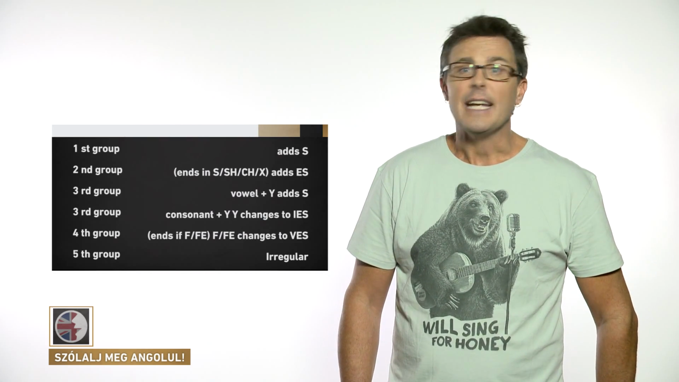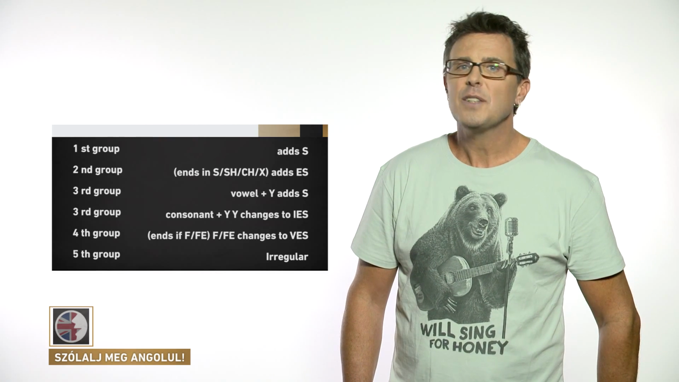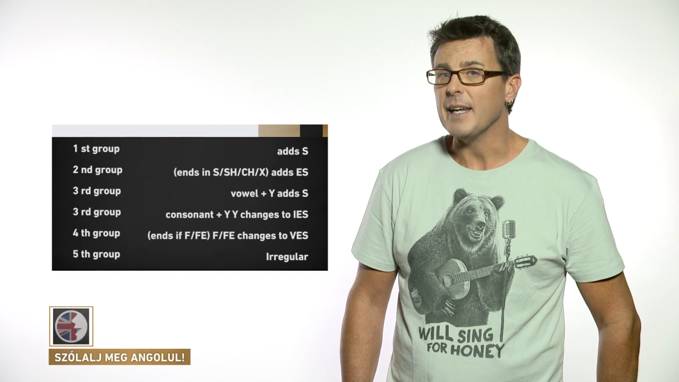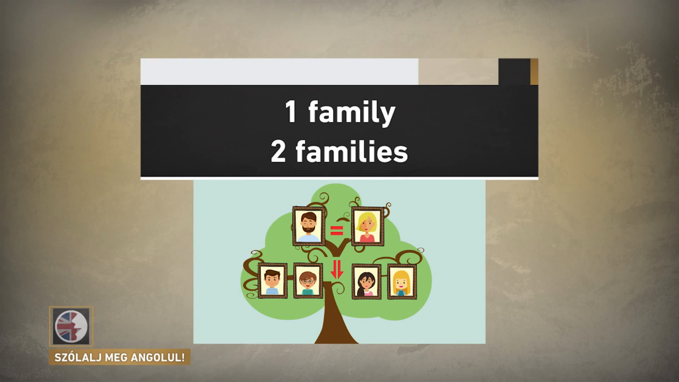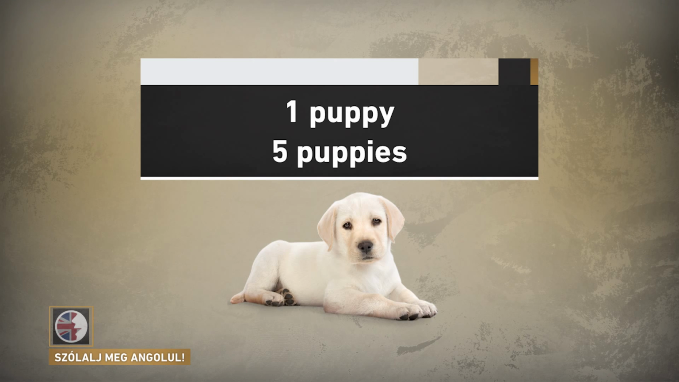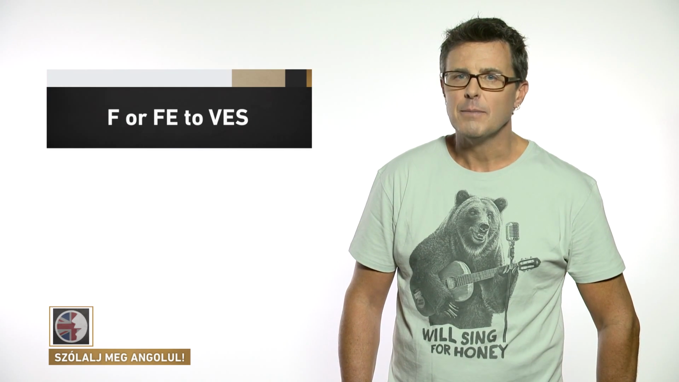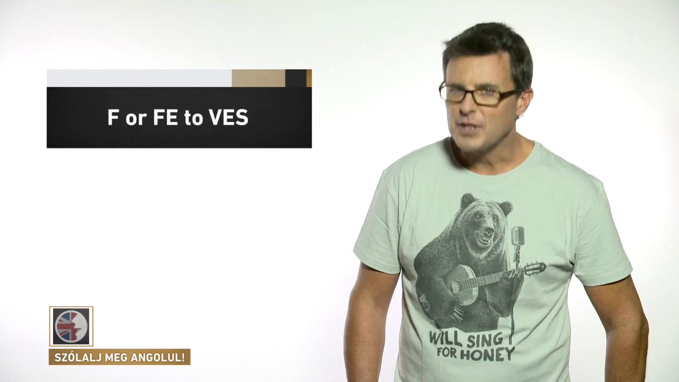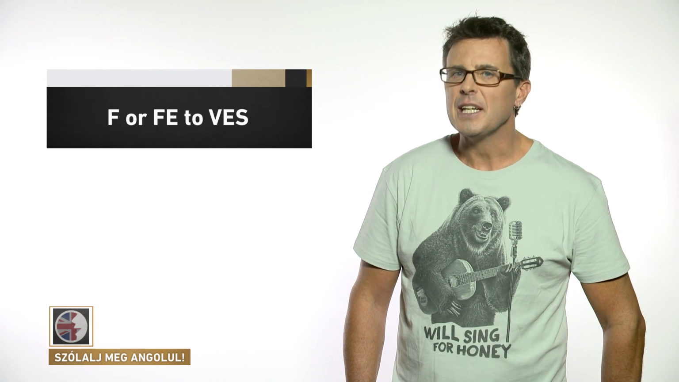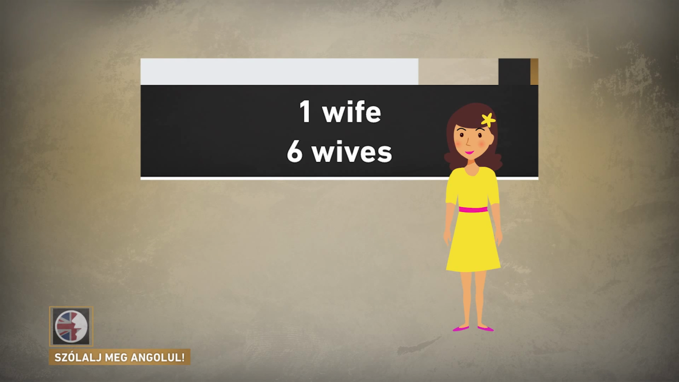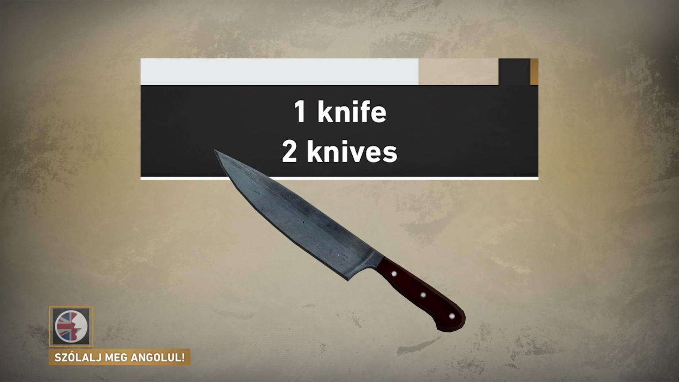If the noun ends in consonant plus Y, we change the noun from singular to plural by replacing the Y with IES. One family, but two families. One puppy, but five puppies. Then we have group 4. Nouns in group 4 are nouns which end in F or FE. We change these nouns from singular to plural by replacing the F or FE with VES. One wife, but 6 wives. One knife, but 2 knives.